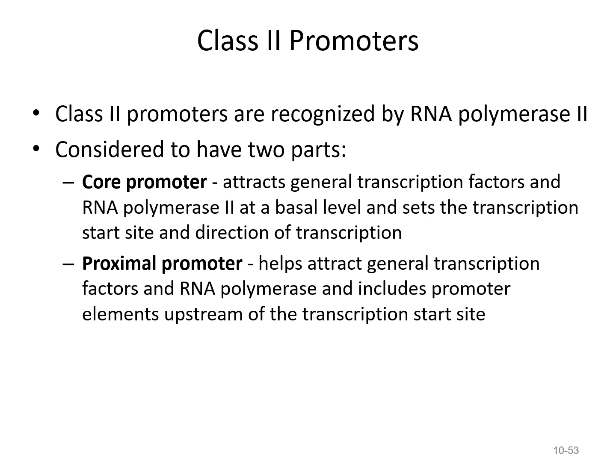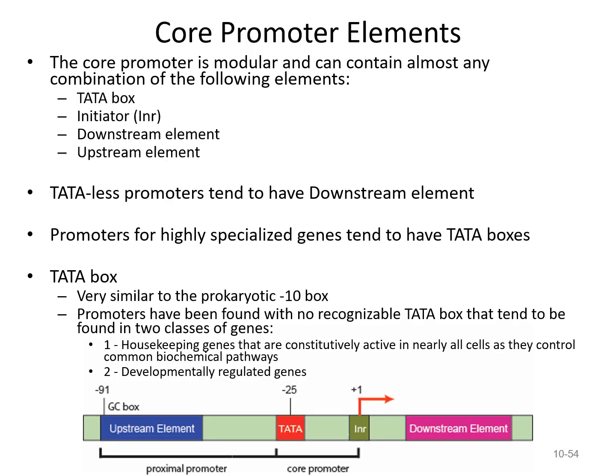And the class 2 promoter has a core promoter and a proximal promoter. The proximal promoter helps to attract the general transcription factors and RNA polymerase, and includes promoter elements upstream of the transcription start site. In the core promoter, we have the TATA box, initiator, downstream element, and upstream element. In this slide, you can see the location of these elements in the core promoter. We have the TATA box at around -25, the upstream element at about -40 to -91, including the GC box, the initiator at +1, and also the downstream element.